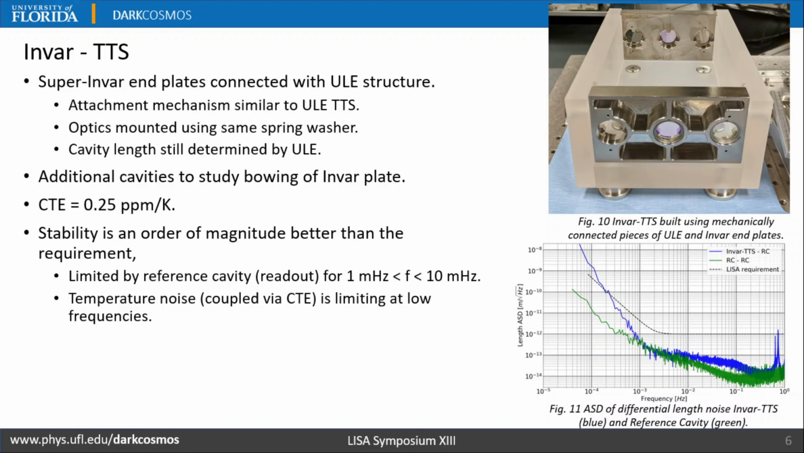The lens stability of this cavity, shown in figure 11, is also roughly an order of magnitude below the LISA requirement for most of the LISA band. However, it ramps up much faster at lower frequencies owing to the higher CTE of the cavity. In the millihertz band, its stability is again limited by the reference cavity or the readout noise. Above 10 mHz, there is some additional noise, but it is still an order of magnitude better than the requirement.